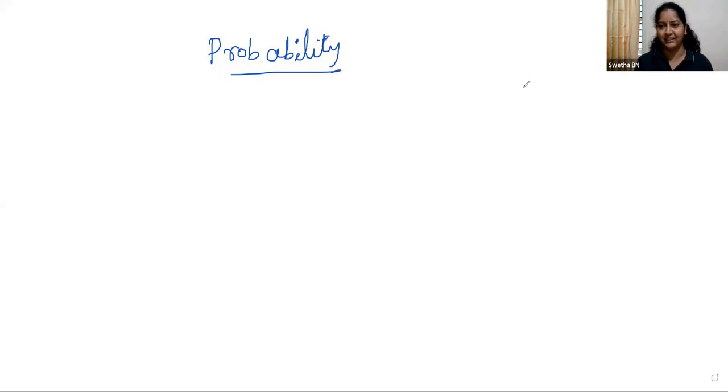It is a measure of uncertainty. What do you mean by uncertainty? Which may have a chance. Chance, very good. For example, it may rain today. We are using the word may, but we don't know exactly whether it will rain or not, right? So maybe this time we'll get the IPL cup, but we don't know whether we will get it or not. So that is the measure of uncertainty, that is nothing but probability.